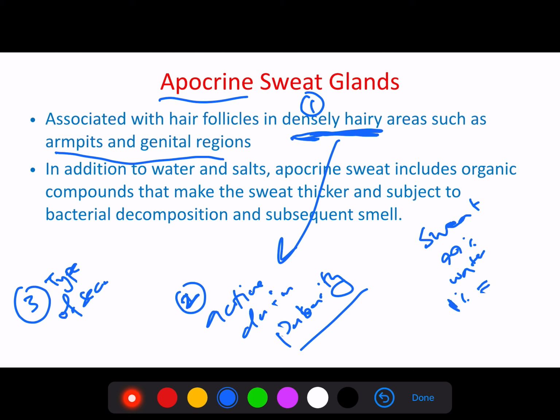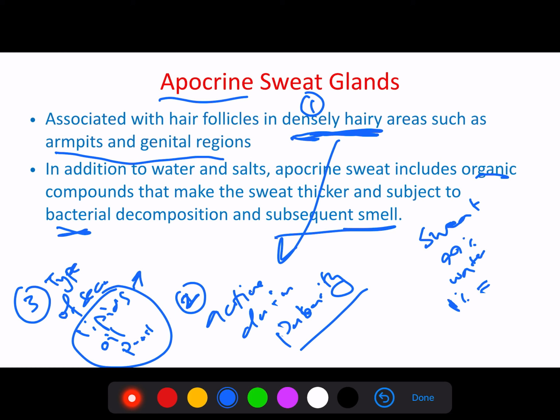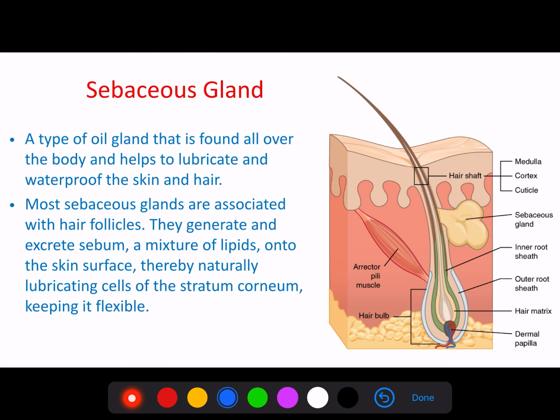But here with the apocrine glands, we have organic compounds. Sometimes it's lipids, some oils, some proteins. All of these are coming from the apocrine glands, and these are going to be consumed by bacteria on our skin, and they are going to cause the smell. That's why that type of sweat is smelly, because the bacteria are consuming some of the materials produced by these glands.